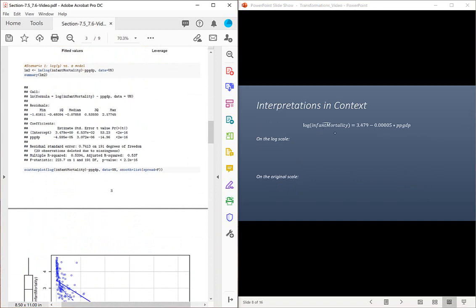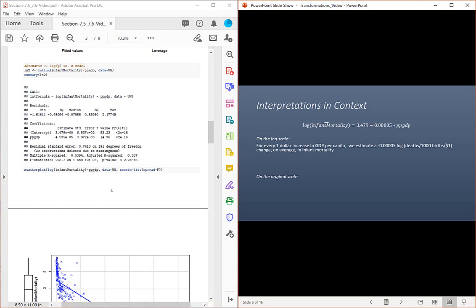The estimate of the log for infant mortality is equal to 3.479, our y-intercept, minus 0.00005, the slope, times GDP. To interpret on the log scale, we see that for every $1 increase in GDP per capita, we estimate a negative 0.00005 log deaths per 1,000 births per $1 change on average in infant mortality.